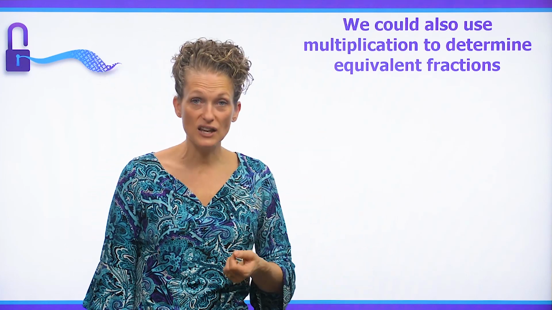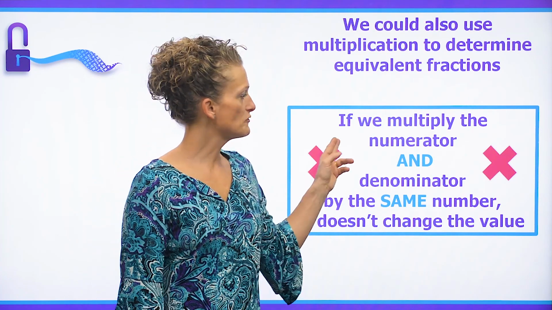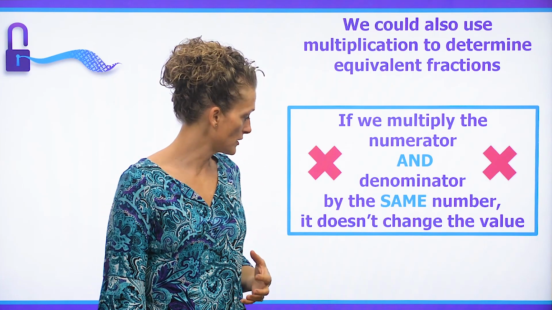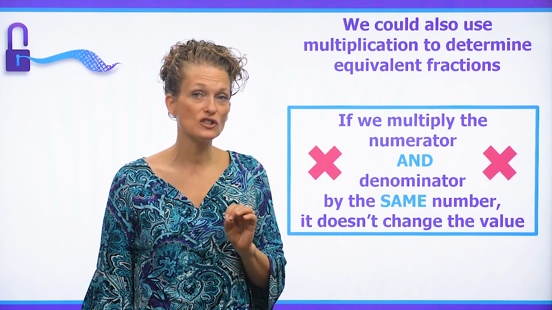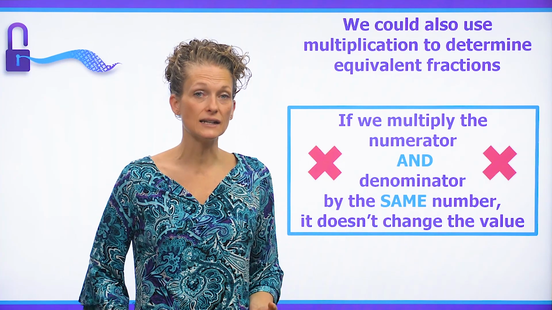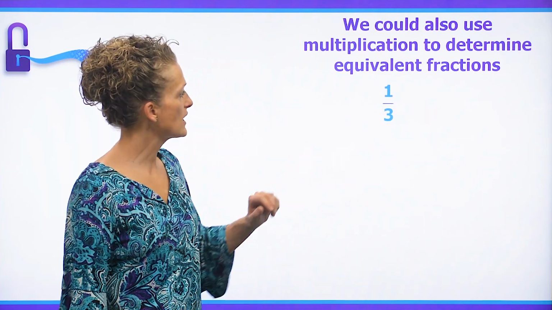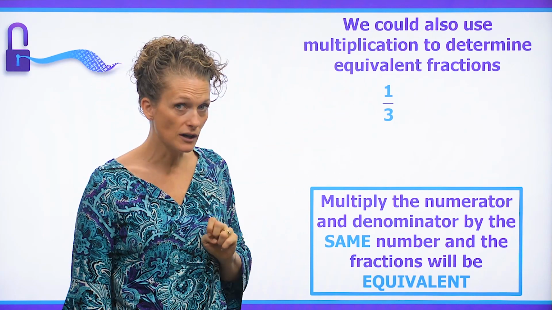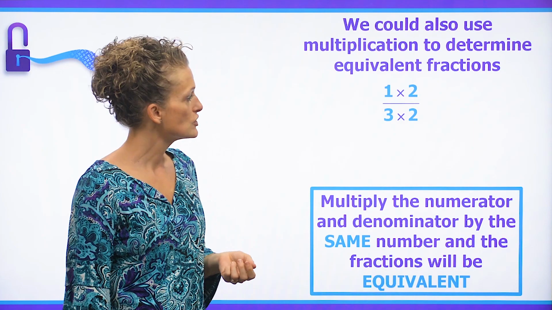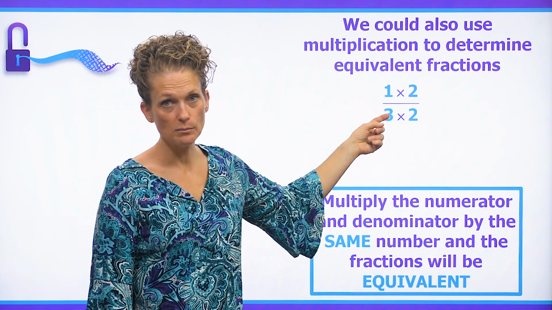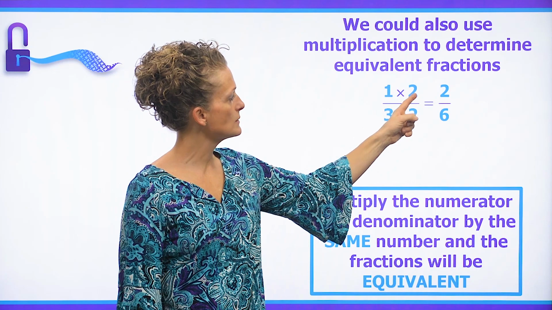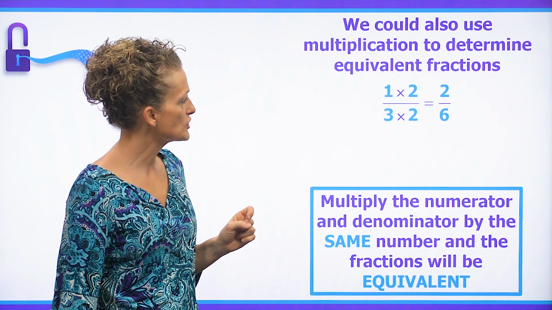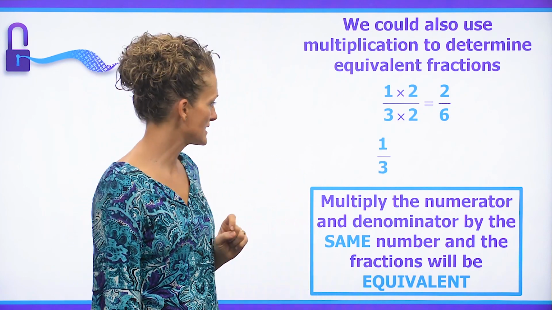Now, we could also use multiplication to determine equivalent fractions. So if we multiply the numerator and the denominator by the same number, then it doesn't change the value of that fraction, and you have created an equivalent fraction. So if we take 1/3 and we multiply the numerator and the denominator by the same number, again, the fractions will be equivalent. So let's multiply both the numerator and the denominator by 2, and 1 times 2 is 2, 3 times 2 is 6. So 1/3 is equivalent to 2/6.